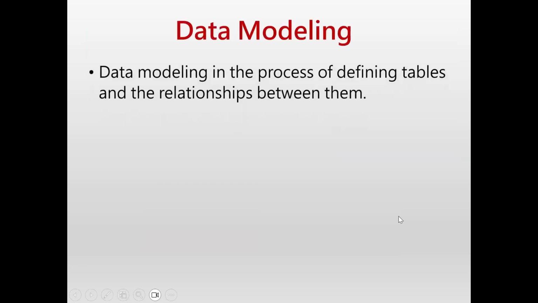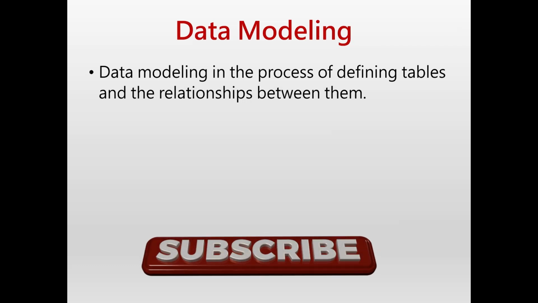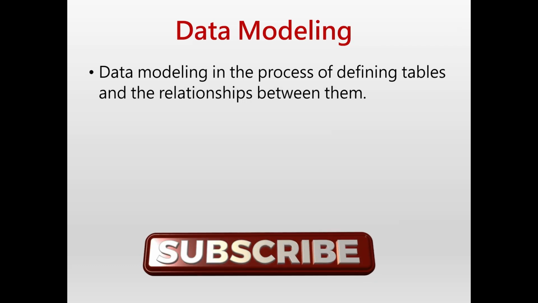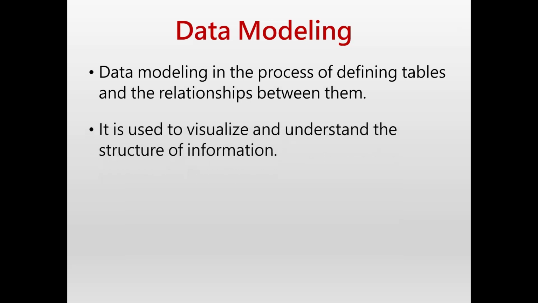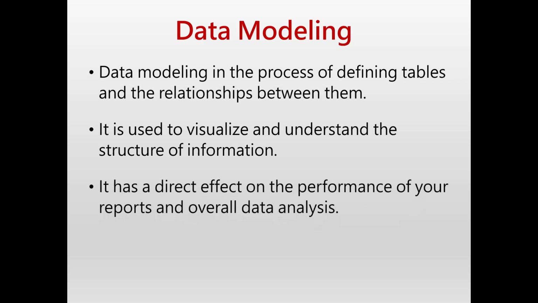Data modeling is a process of defining tables and relationships between them. In this step, we start to know what the tables included in this model are, what the relationships between tables are, and what the attributes included in the table are. And the basic task of data modeling is to visualize and understand the structure of the information. And it has a direct effect on the performance of your reports and the overall data analysis.